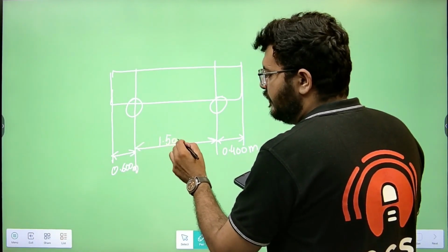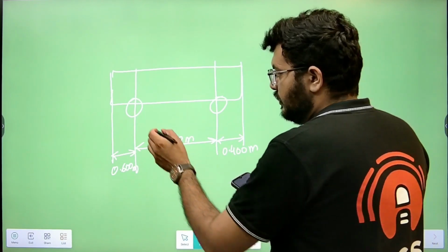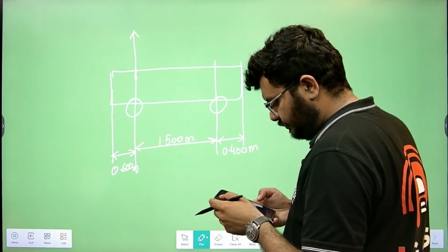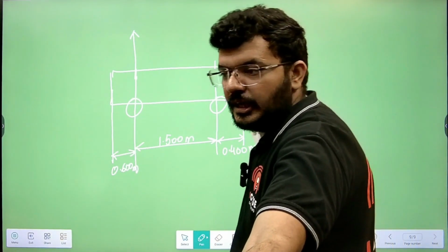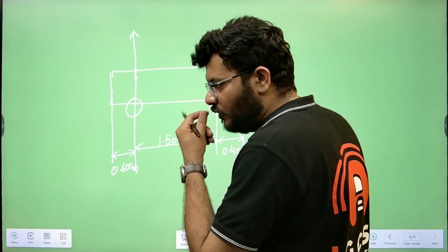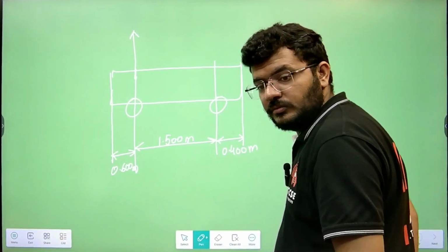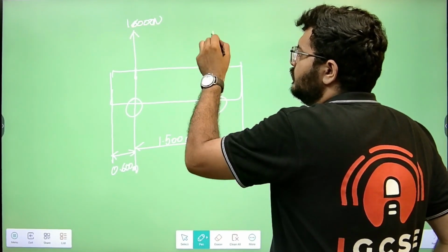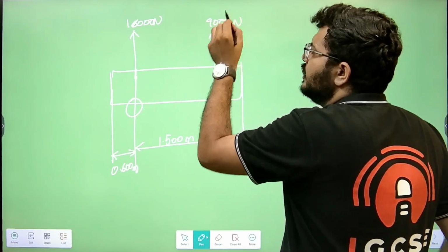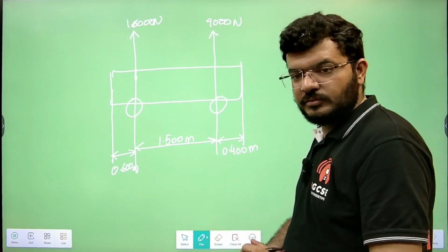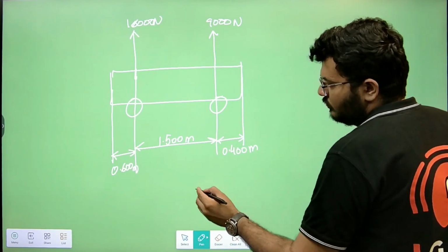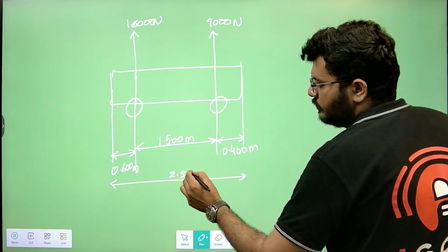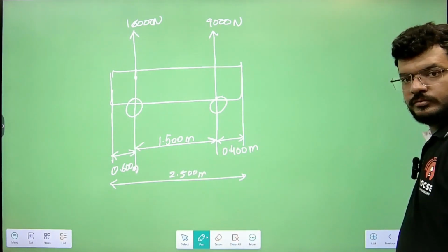This is 1.500 meter, right? MCQ. What is the upward force here, Nitish? The upward force is 16,000 newton, and here 9,000 newton. Okay, now what is the question? The van is 2.5 meters long, with wheels at a distance of 0.6 from the front and 0.4 from the rear. What is the horizontal distance of the van's center of gravity from the front?